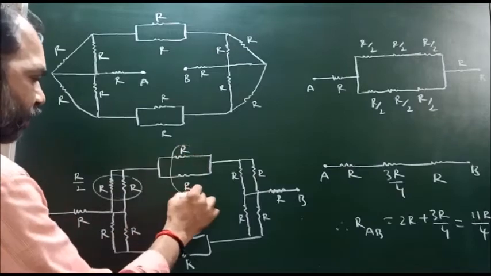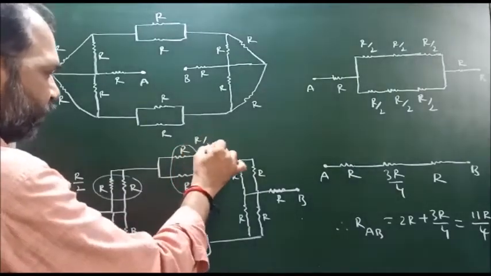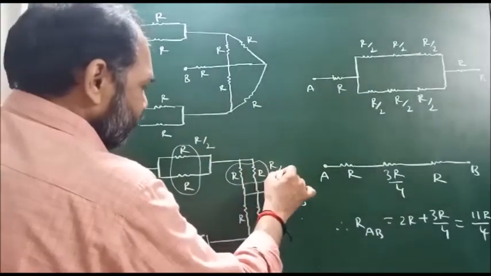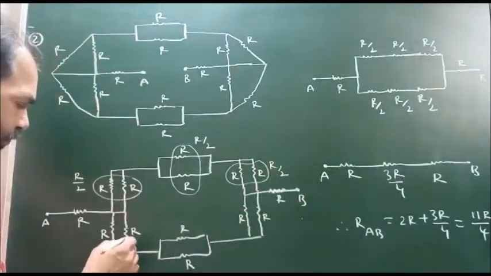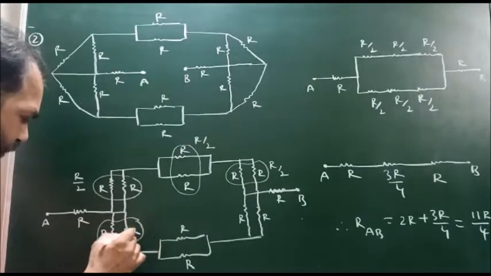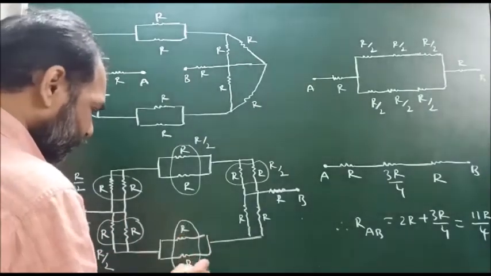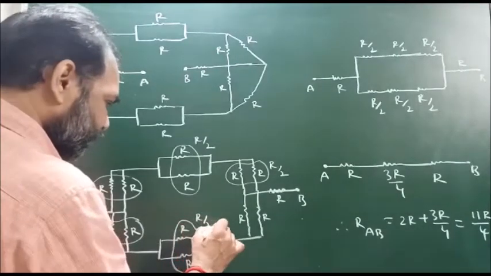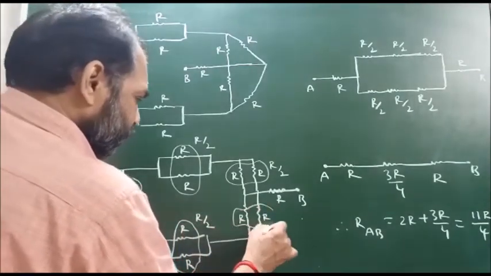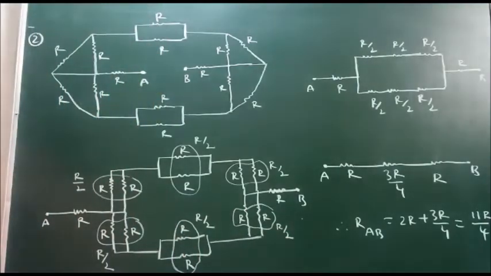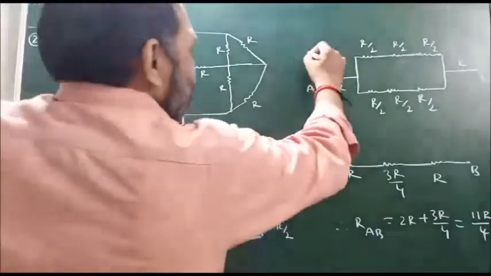Here these two resistors are also parallel, so their effective resistance is R/2. These two resistors are also parallel, so their effective resistance is R/2. Here these two are in parallel, their effective resistance R/2. Here these two are also in parallel, their effective resistance R/2. Here these two are also in parallel, their effective resistance is R/2. That's why we can redraw this circuit like this.